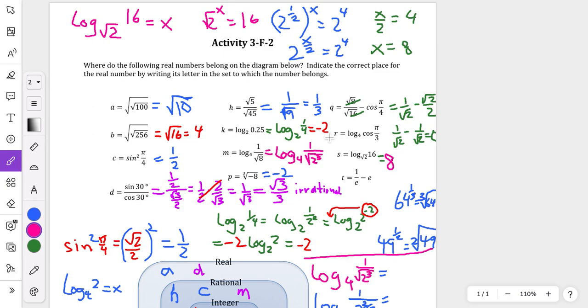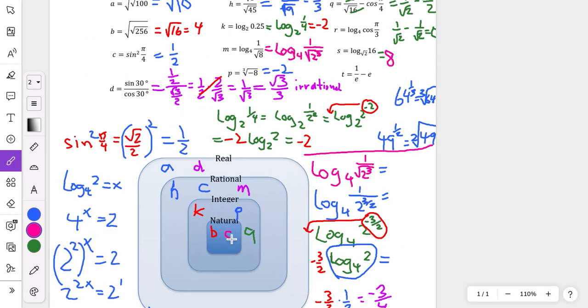Which means that S is a natural number. Which means it goes in here.